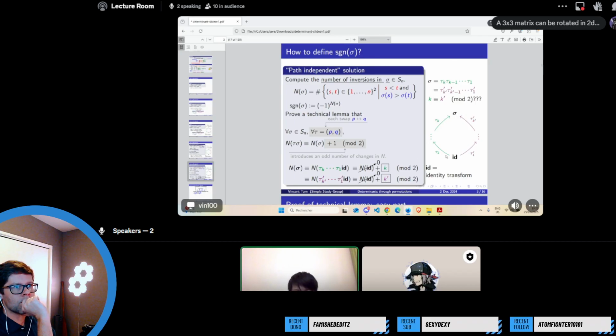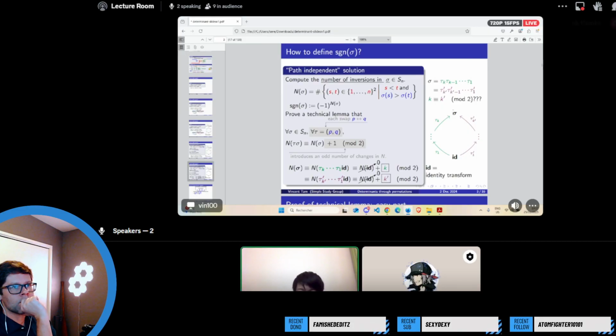So here it will be swapped, say for example, an odd number of times. And then if you take the right pathway, it will be swapped an even number of times, so the sign of sigma will be swapped an even number of times.